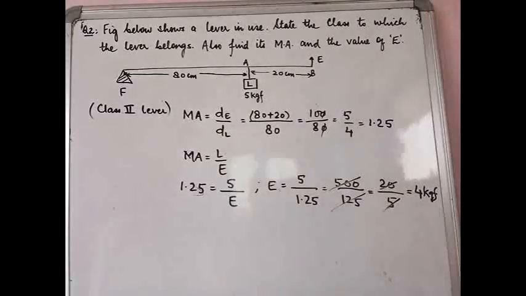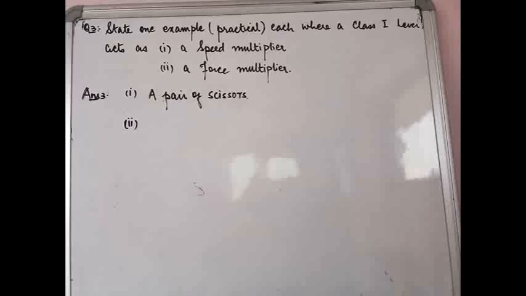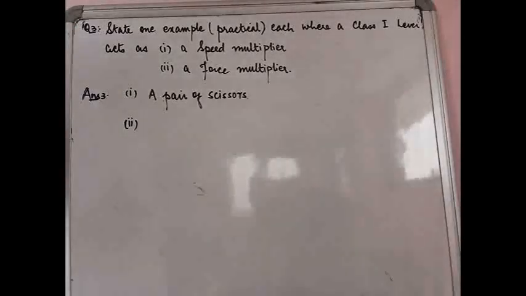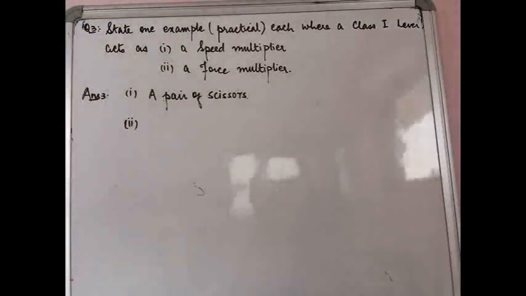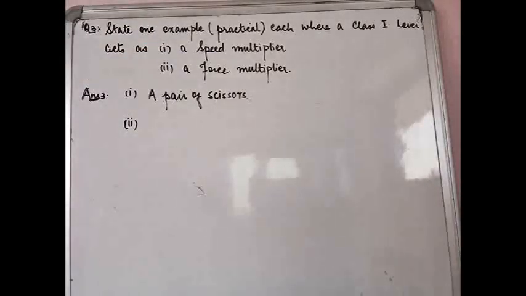Okay, so these were the two questions that we have done. Now let us move on to the third question, one more question in this series. Okay, so the third question, please read the question. State one example, which is a practical example each, where a class 1 lever acts as number 1, a speed multiplier, number 2, a force multiplier.